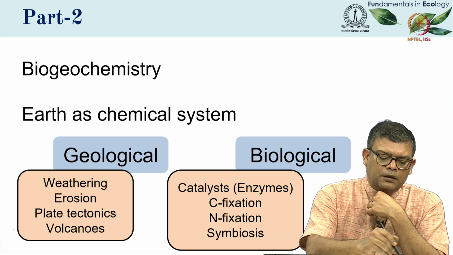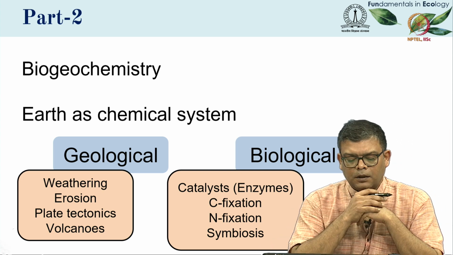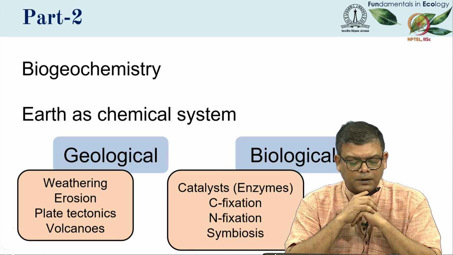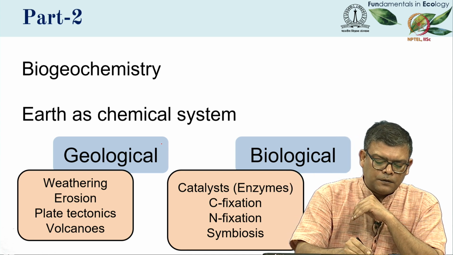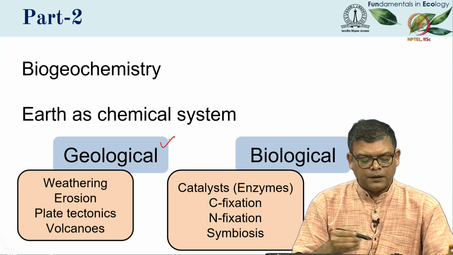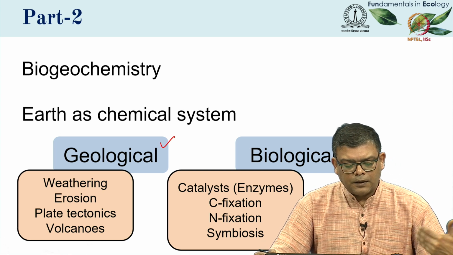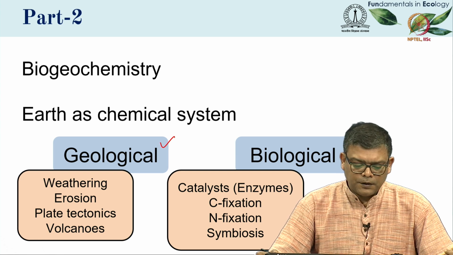So this is part 2, where we will touch upon a few more things about biogeochemistry, and here we will look at the Earth's chemical system. There are two broad categories of the Earth's chemical system. One consists of the geological processes such as weathering, erosion, plate tectonics, volcanic activity, and so on. This is a big part of the Earth's chemistry.